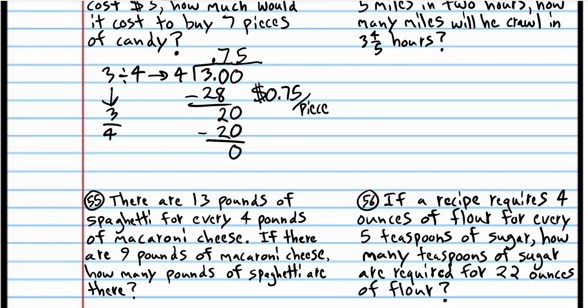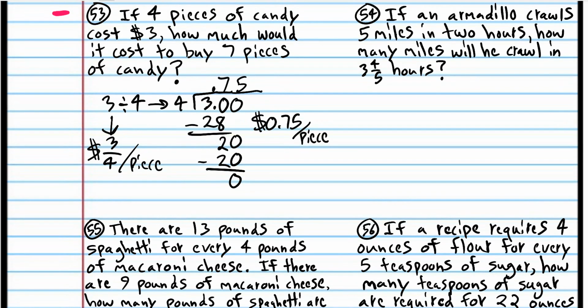We would never say 3/4 of a dollar. But if we use the same method, we would get 3/4 of a dollar per piece of candy. 75 cents is the same thing as 3/4 of a dollar per piece of candy. So as you can see, there are 2 methods to find the unit rate. You can leave it as a fraction or you can write it as a decimal.